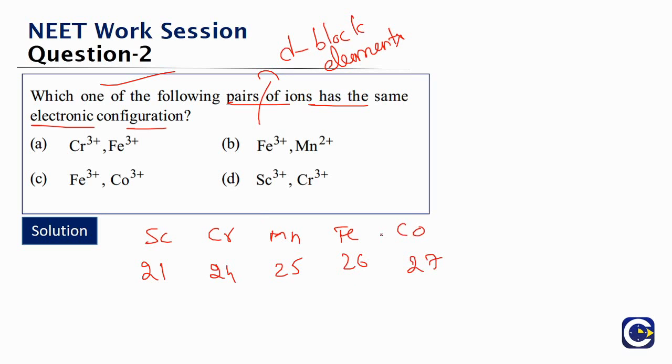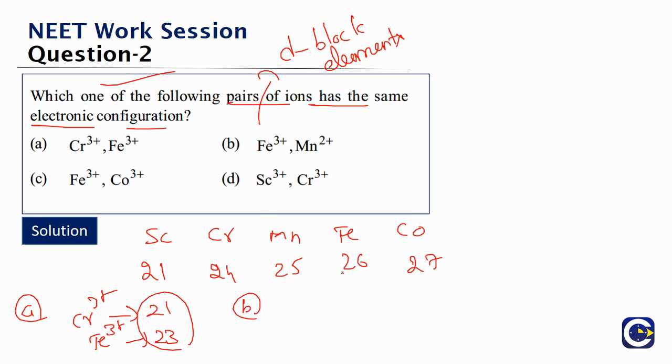Okay, so these are the elements. Now here, obviously, we have to look at when they say chromium, so we'll go one by one through the options. Chromium 3 plus means what? Chromium has 24 electrons. 3 plus means we remove 3 electrons, so it will be 21. What about Fe 3 plus? Iron has 26. From there we remove 3 electrons, so it will become 23. So this combination does not have an equal number of electrons, so they cannot have the same electronic configuration.